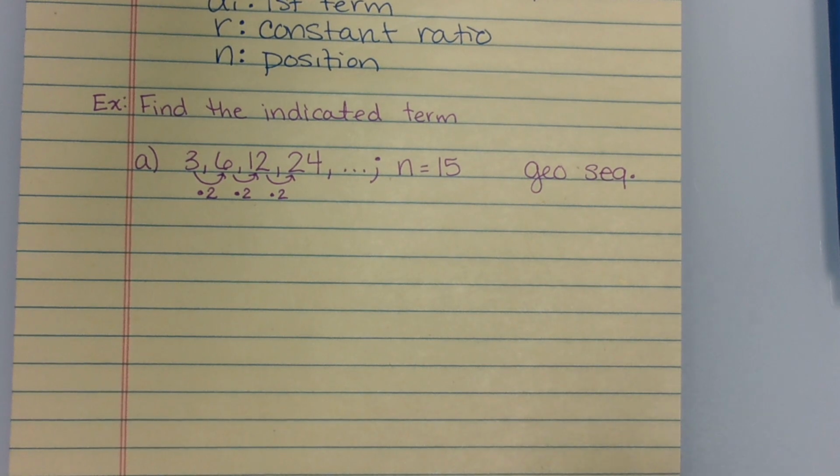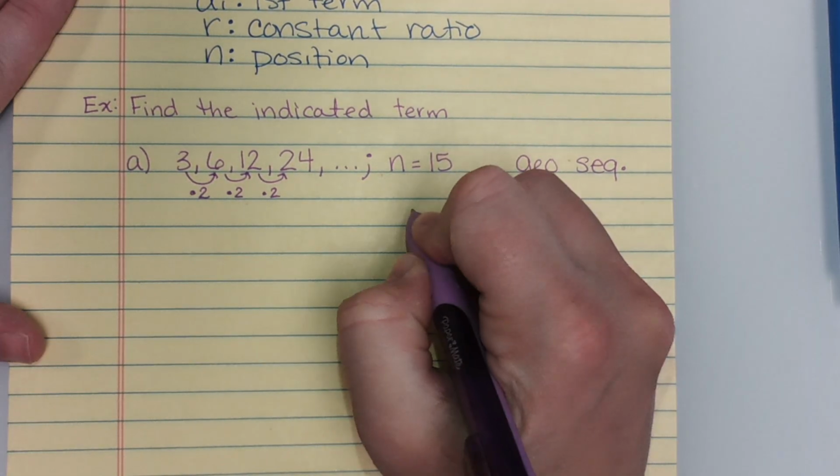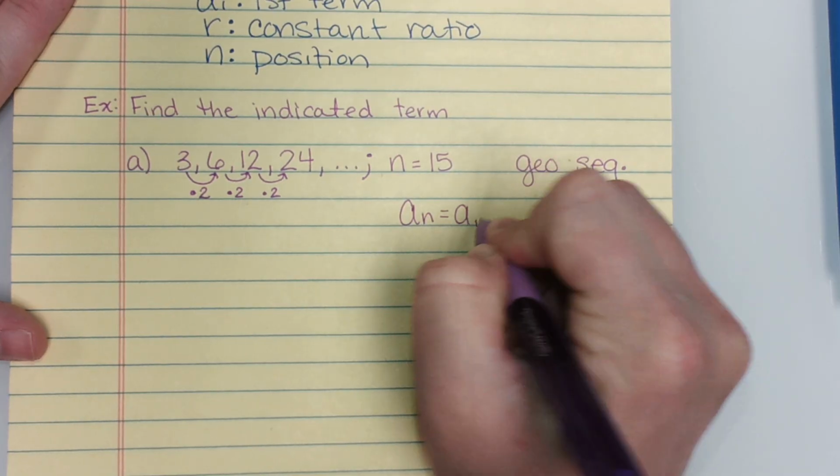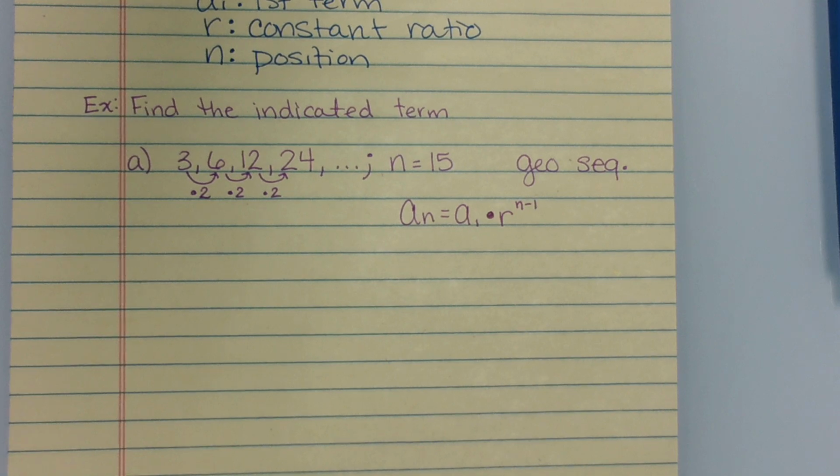Now, since it is a geometric sequence, the only thing that I have available to me is this formula. This formula can be used to write an equation for a geometric sequence, or it can be used to find indicated terms. When I'm finding an indicated term, first thing I should probably figure out is which term am I looking for? The terms are the numbers in the list. Which number in the list does it want me to find? How far in does it want us to go?